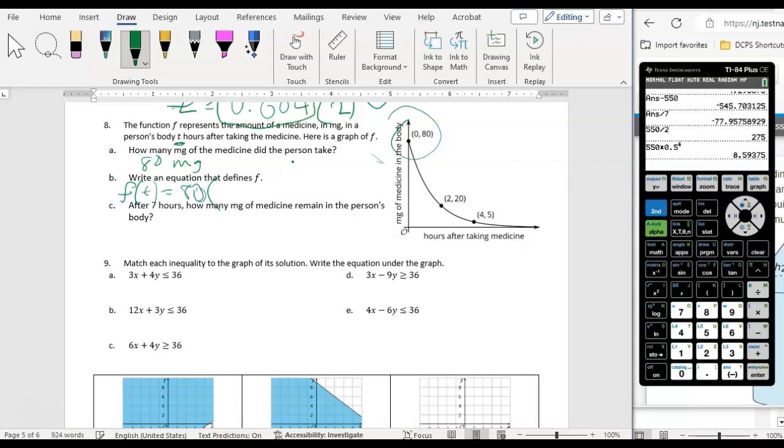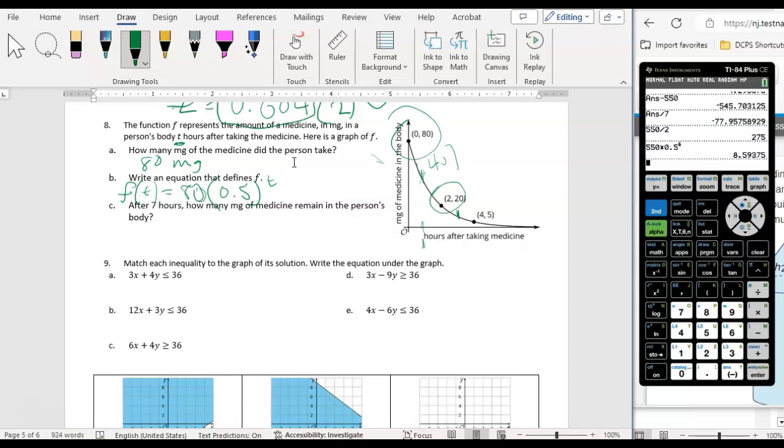Now, when we get to 2, it's going down to 20. So we will need to be thinking about what is happening at 1. So what makes the most sense is for it to be going down to 40, because then it would halve again and go down to 20. Then it would halve again and go down to 10, and then halve again and go down to 5. So our factor here is 0.5 or 1/2, and then to the power of hours, or t time.